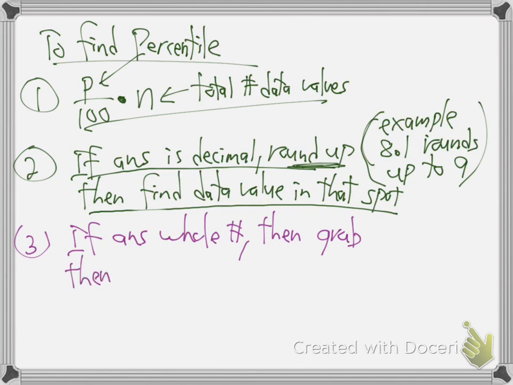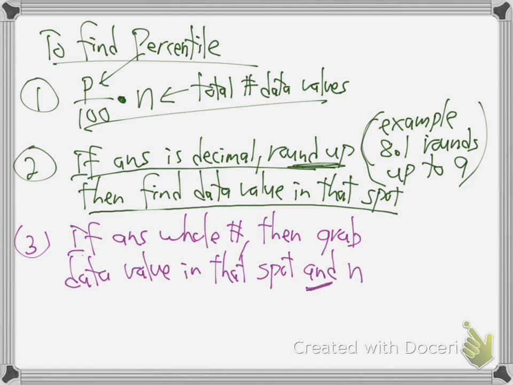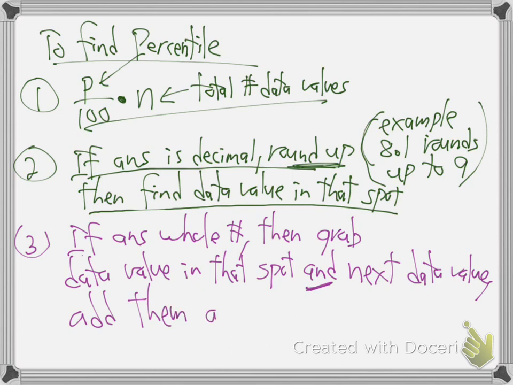Then grab the average of those. Yeah, the average of those two is the answer, exactly. Then grab the data value in that spot and the next data value. So we're actually coming away with 2 data values and then averaging them. Add them and divide by 2.